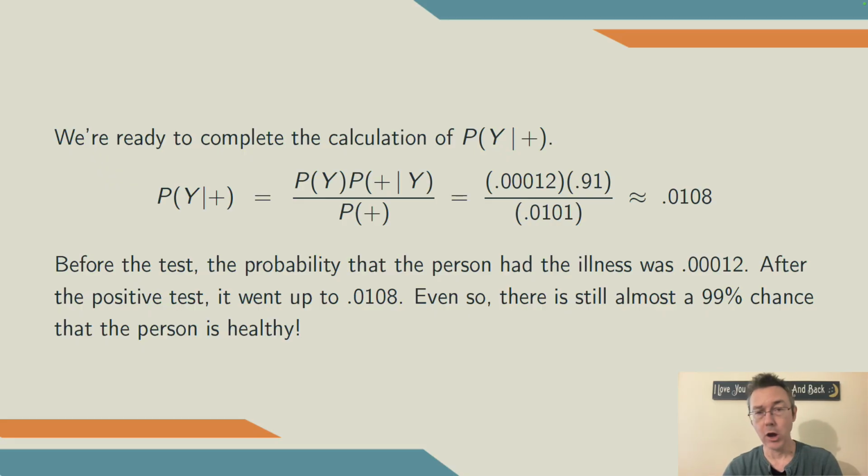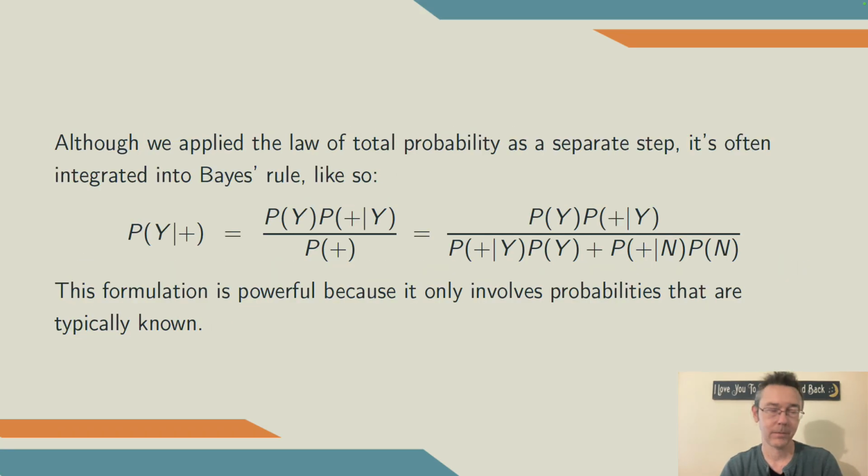Plugging in everything that we know and have figured out, we get that it's about 0.0108. Before the test, the probability that the person had the illness was 0.00012, the prevalence rate of that illness. After the positive test, it went up to 0.0108, so obviously much higher. But even so, there's still almost a 99% chance that the person does not have the illness.